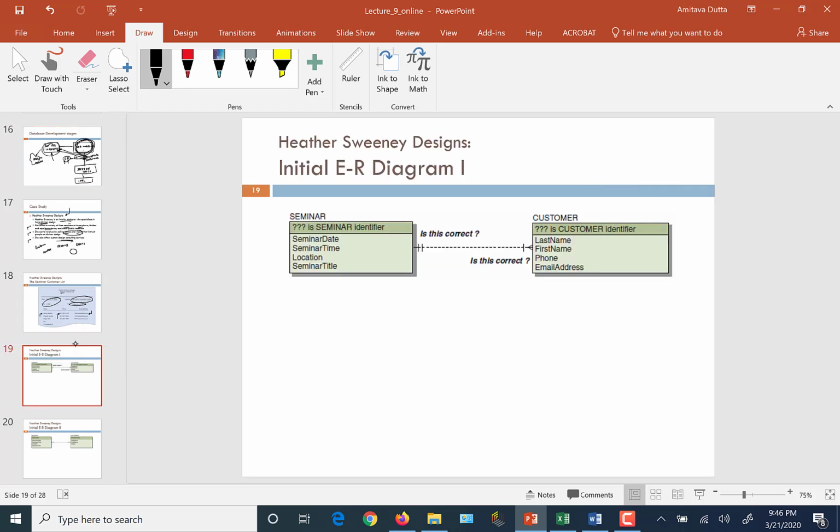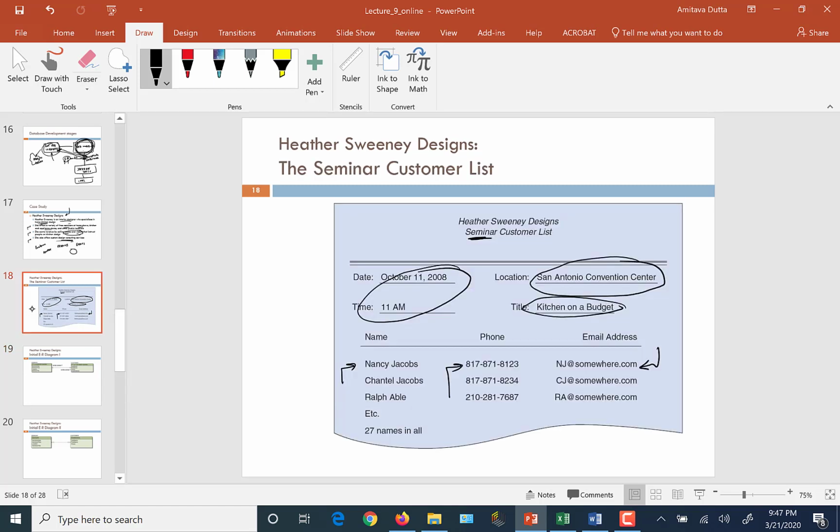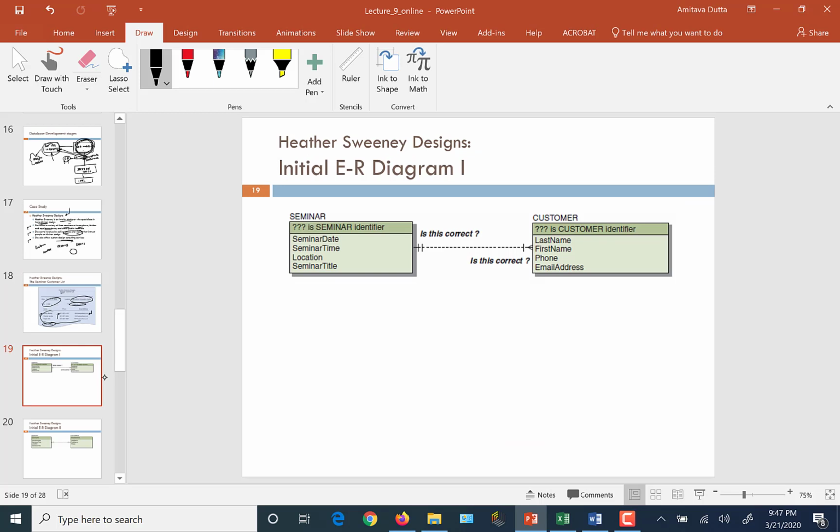So, based on that little description that we saw and that sign-up sheet, here is my starting point. I have identified two entities, one called customer and the other called seminar. And I'm connecting them by a relationship. Why? Just by looking at the sheet that you saw in the previous slide, I can see that there are lots of customers. In this case, you see just 27 names in all. So in one seminar, there could be multiple customers. Right from that one sheet, I have drawn this very simple ER diagram.